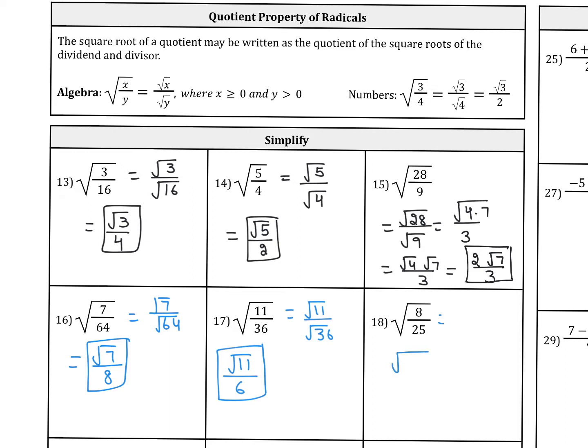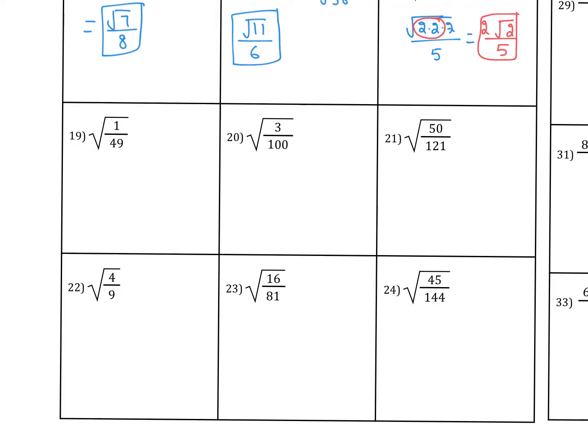Square root of 8, 2 times 2 times 2, divided by square root of 25. Square root of 25 is 5. If you have this as a prime factor, this makes a pair. Take one number from each pair, then your answer is 2 square root 2 divided by 5.